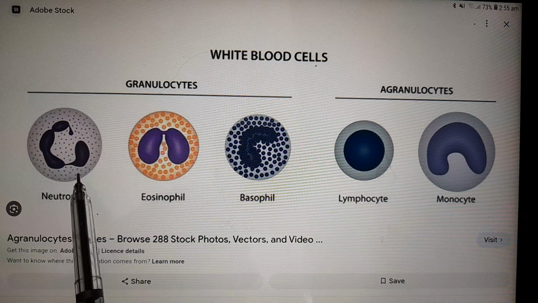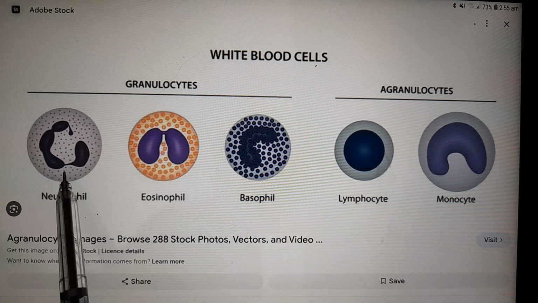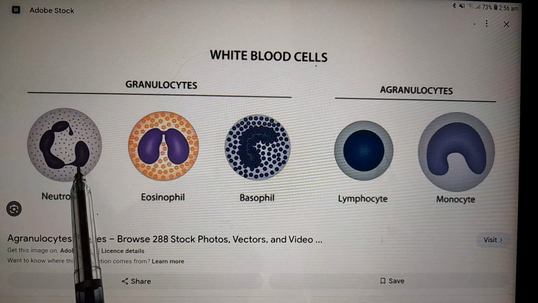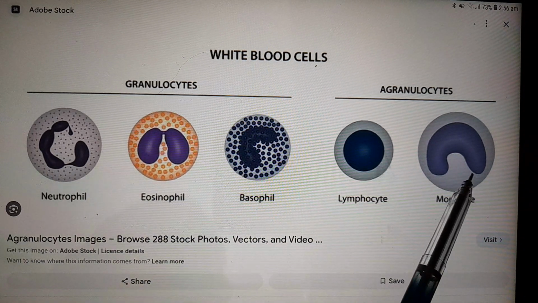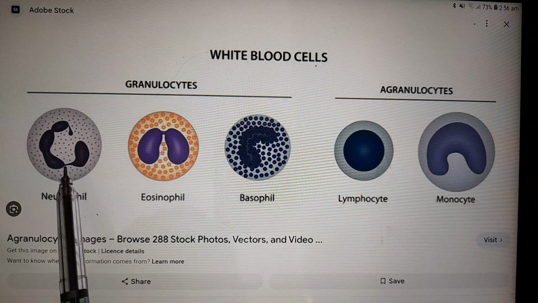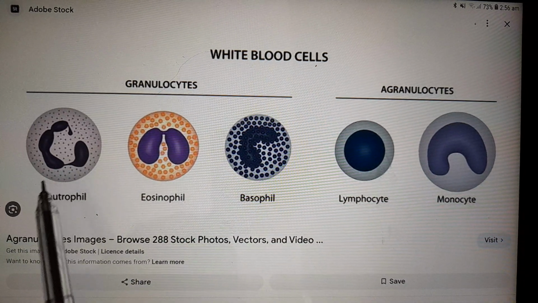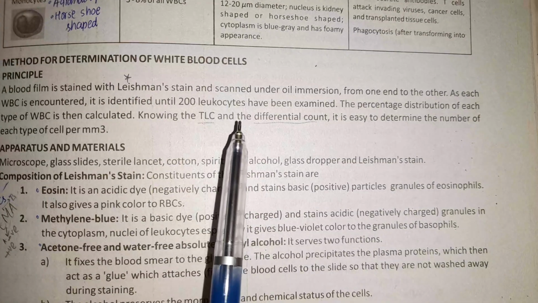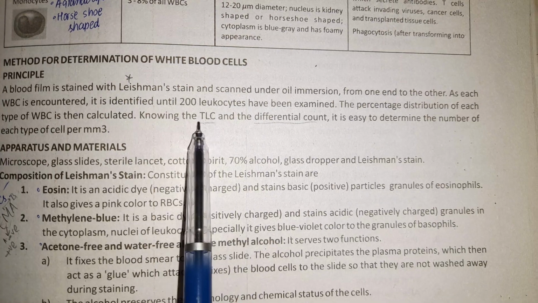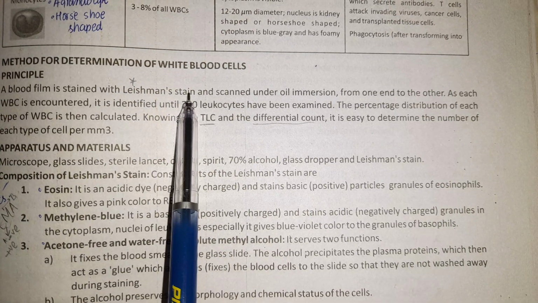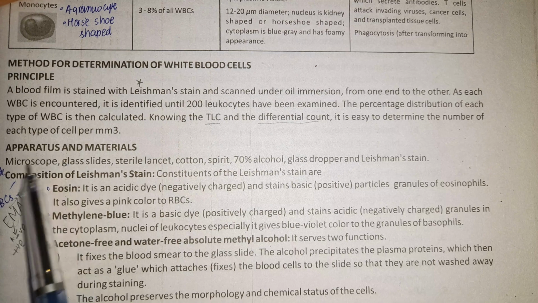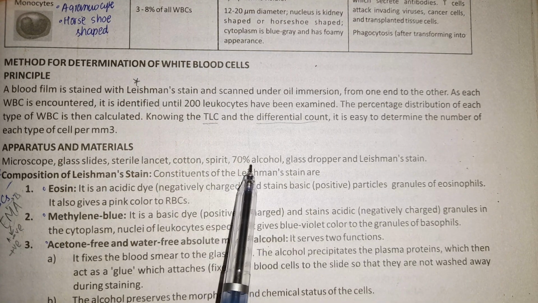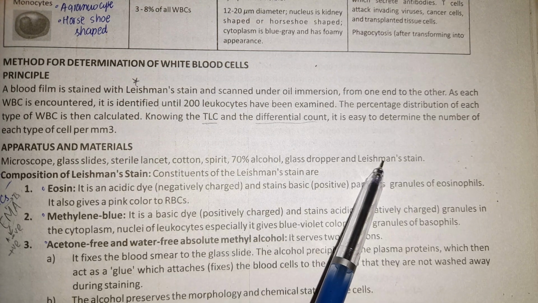And now these neutrophils are involved in the first line of defense, in which they firstly combat. They do the same function as the monocyte, but they can only do it for a small number of cells, and they are short living as well. So now the method that we actually use for the differential leukocyte count is the Leishman stain method. The apparatus and material we need are a microscope, glass slides, lancet, cotton spirit, as we all know, 70% alcohol, and then this Leishman stain.